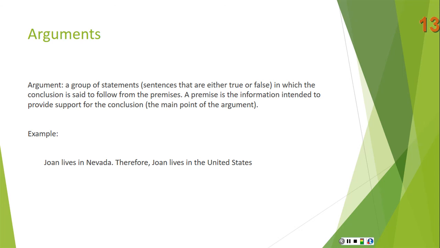Therefore is supposed to tell you that Joan lives in the United States logically follows from Joan lives in Nevada. So this is an argument. And if you think about it, it's a good argument. Given the current conditions in the United States, if Joan lives in Nevada, then she must live in the United States. You've got all the information you need in knowing that Joan lives in Nevada to infer that Joan lives in the United States.